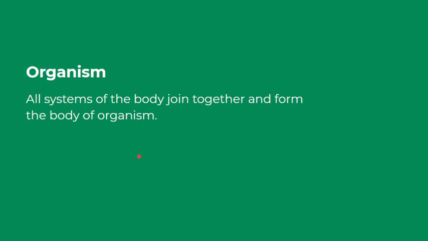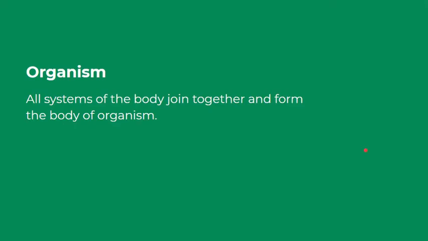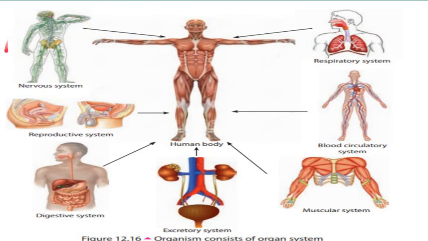Okay, guys? So, you will notice that the plant has only two systems, the shoot system and the root system. Now then, organism. Now we are almost coming to the end of our part 1. Now, all systems of the body join together and form the body of an organism. So, organism is basically a collection of systems. Okay, guys? Now, for example, the nervous system, respiratory system, blood circulatory system, muscle system, excretory system, digestive system, reproductive system. All these join together in order to form our body.